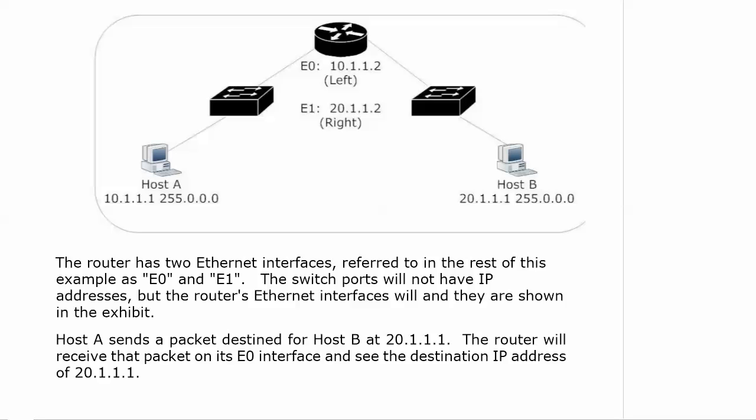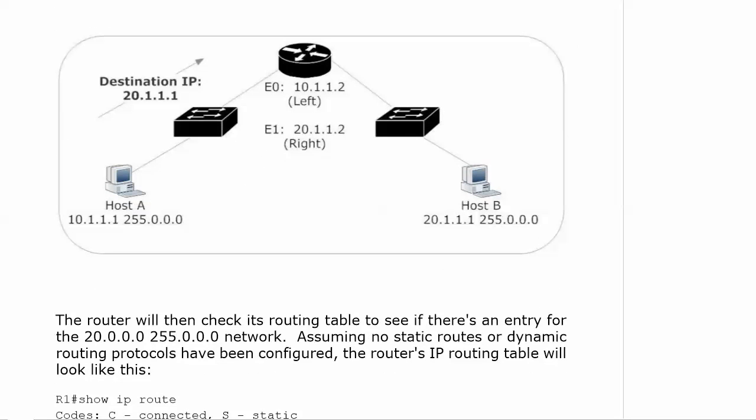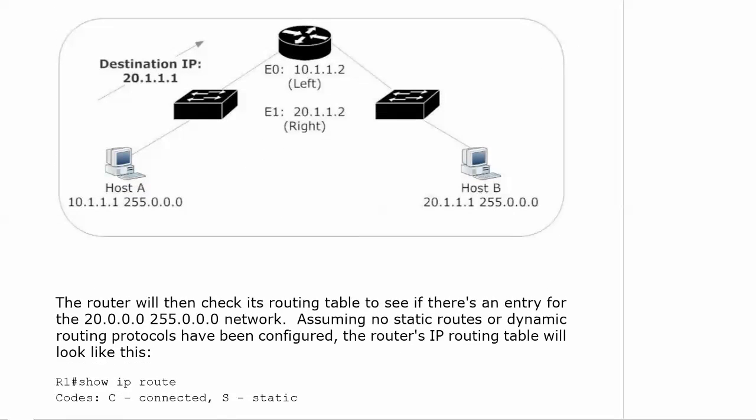The switch ports are not going to have IP addresses that get involved in this, but the router Ethernet interfaces, of course, will. Now, host A at this point sends a packet destined for host B at 20.1.1.1. The router receives that packet on its Ethernet 0 interface as the default gateway and sees the destination IP address of 20.1.1.1. Packets are coming in on Ethernet 0. Now the router is going to check its routing table and see if there is an entry for the 20.0.0.0 network. We are assuming, of course, no static routes or dynamic routing protocols have been configured. We're just looking at connected routes here.